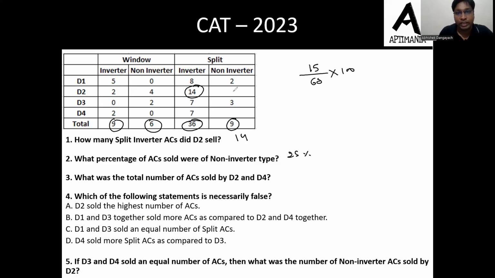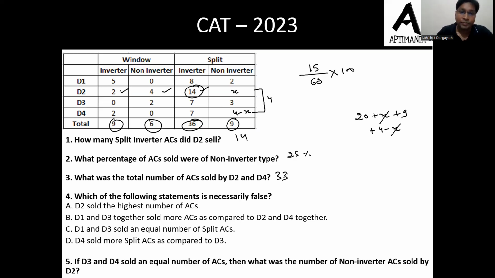What was the total number of ACs sold by D2 and D4? Now see, we are not sure about these two values. Let this be x, so this must be 4 minus x. हमने देखा था कि इनका sum is 4, right? So एक value x है, तो other must be 4 minus x, right? What was the total number of AC sold by D2 and D4 together? So this is 2, 4, 14, which makes it 20 plus x, right? And by D4 is 2 plus 7, that is 9 plus 4 minus x. This x and x gets cancelled out. So in total, we have 33 AC sold by these two dealers.